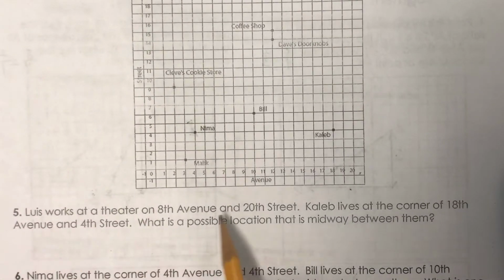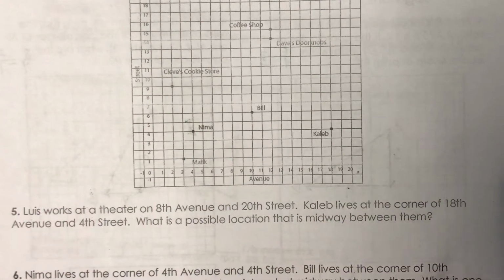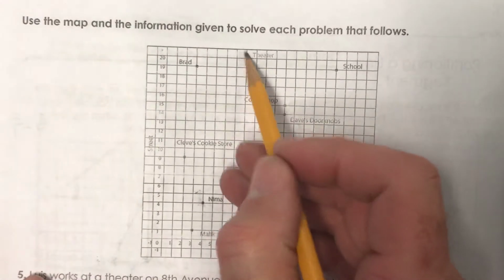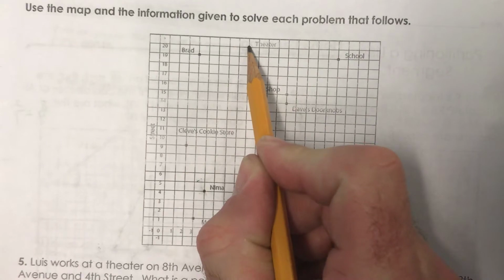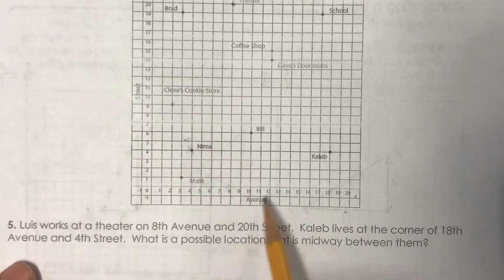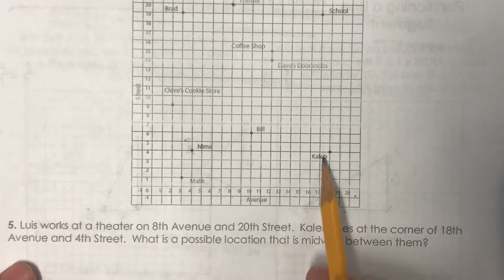So Luis works at a theater on 8th Avenue and 20th Street. First let's plot that, 8th Avenue and 20th Street. So this is the theater, that's where Luis works. Caleb is at the corner of 18th Avenue and 4th Street. So Caleb's right there.